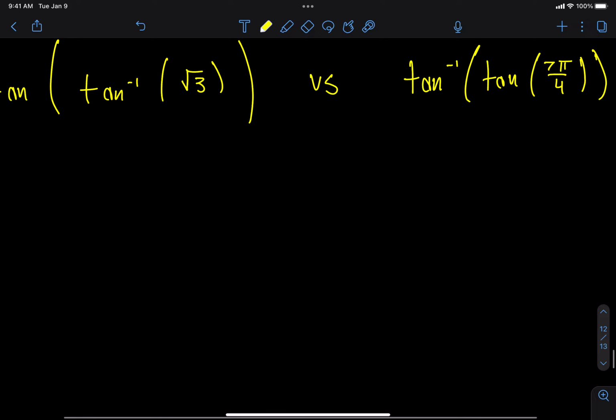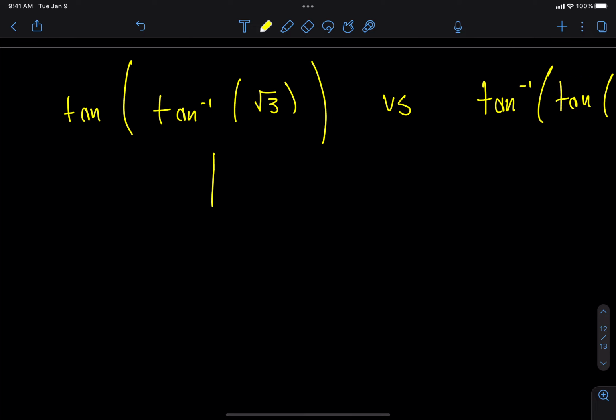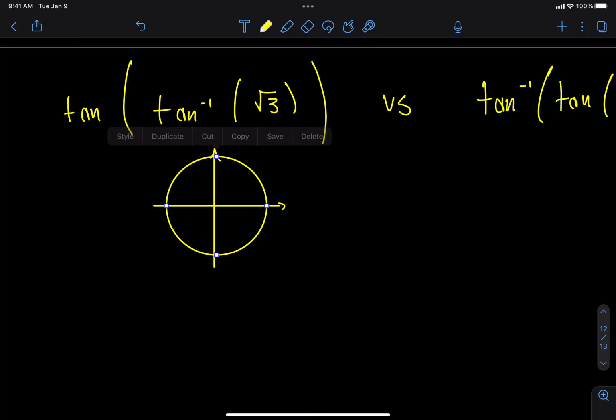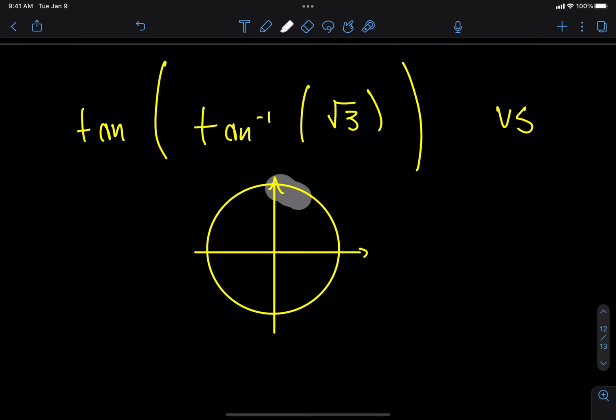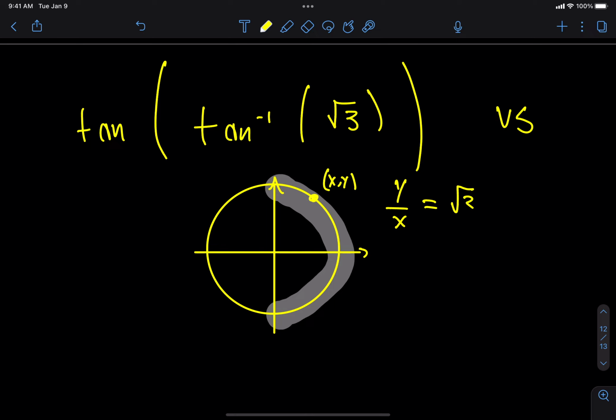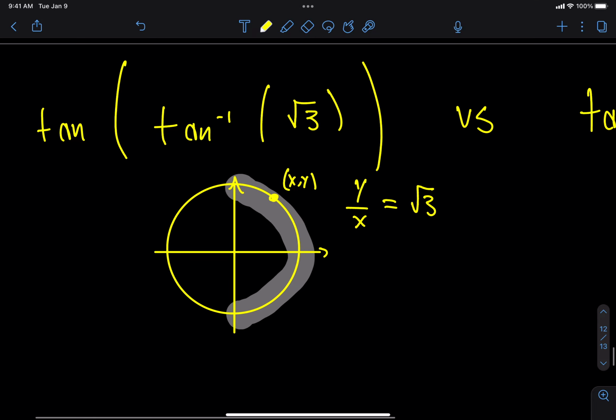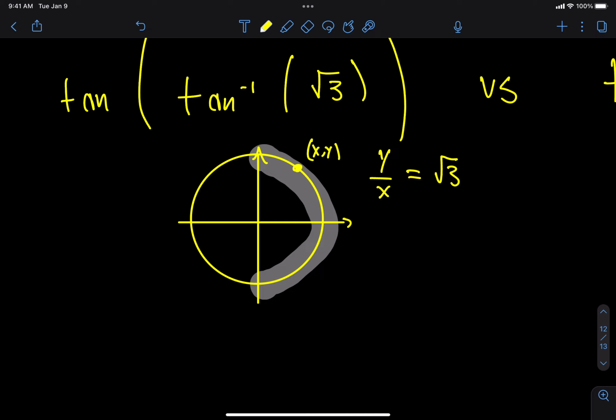I'm going to go through this problem again from scratch, doing the inside part first. So what am I looking for? Tan inverse means I'm going to work on the right half of the unit circle. And what I'm looking for is a point on the right half of the unit circle such that the ratio y over x of the point on the unit circle is equal to the square root of 3. So what does that tell me? That tells me that y is equal to square root of 3 times x.